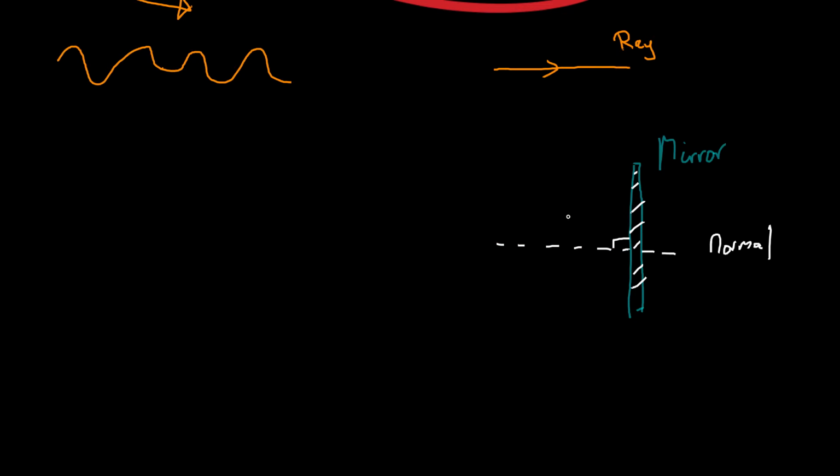The rule is that the angle that the incident ray makes with the normal is going to be equal to the angle that the reflected ray makes to the normal.